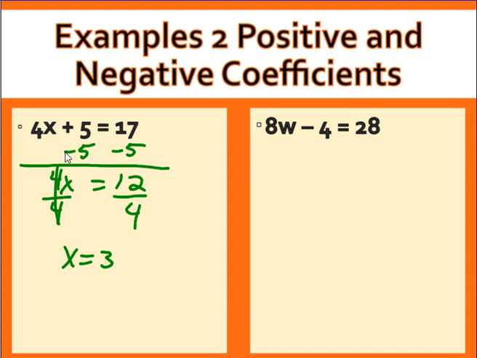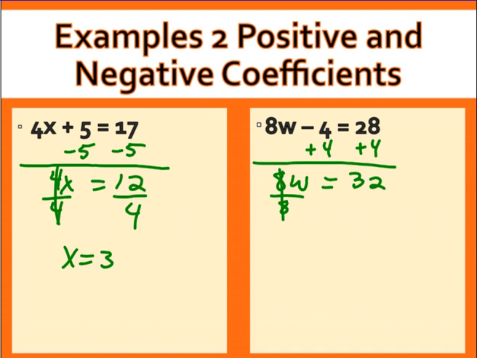Well, on the right, the opposite of subtracting 4 is adding 4. So I add 4 to both sides. So 8w equals 32. To get w by itself, I divide by 8. I do that on both sides. W equals 4. Again, I can check my answer. 8 times 4 is 32. 32 minus 4 is 28.